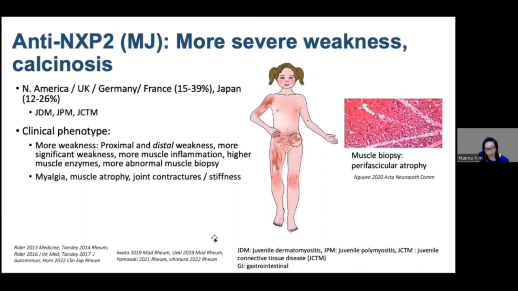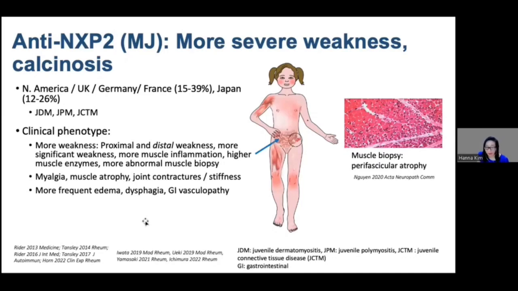Myalgia or muscle pain can be seen with anti-NXP2. And it's notable because many patients, and probably the majority of patients with juvenile myositis, do not have pain with their myositis. It's an inflammation that's associated with weakness, but without pain. But pain is associated with anti-NXP2. There can be wasting of the muscle or atrophy, joint contractures, or a loss of range of motion of joints and stiffness.